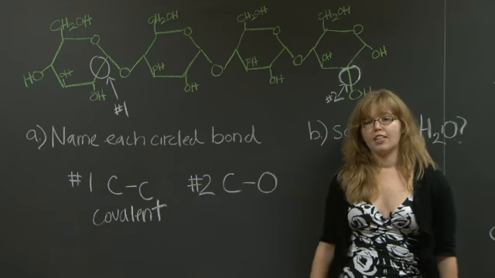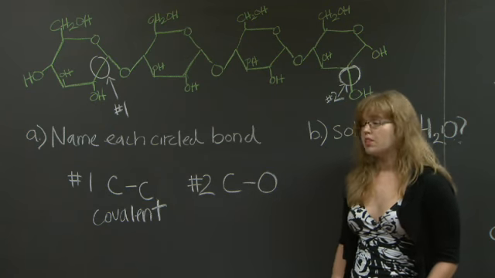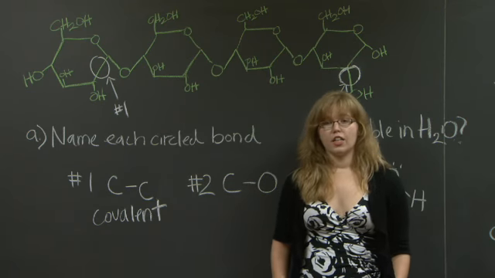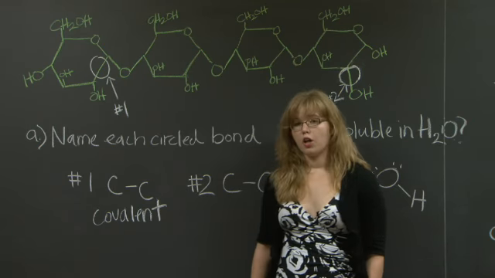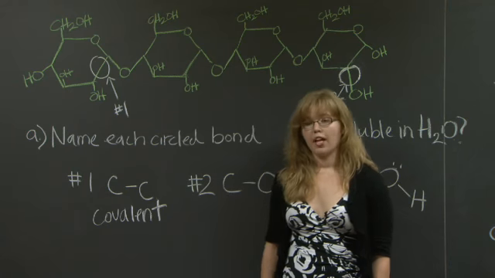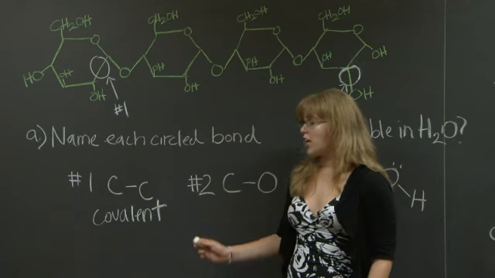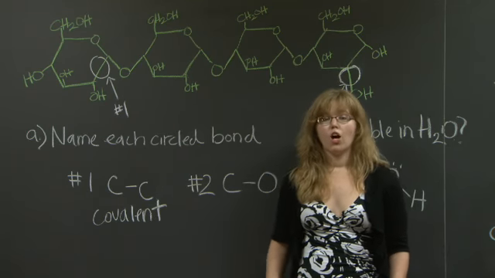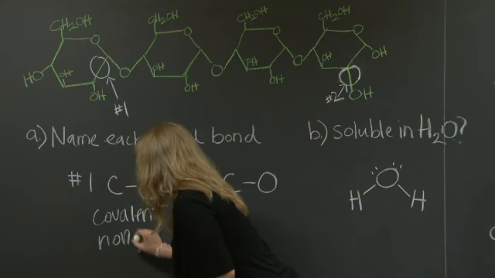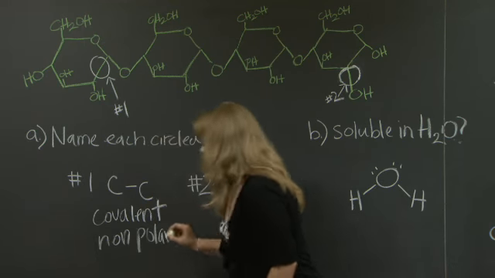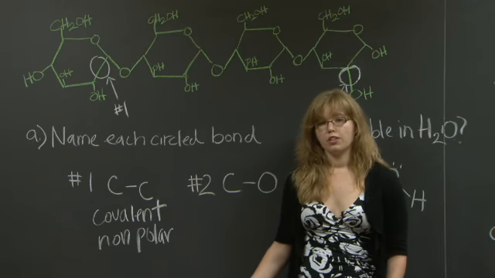Second, we need to decide if this bond is polar or nonpolar. And the way we decide that is we look at the electronegativity of the atoms involved. In this bond, we have two carbons. And so since they're the same atoms, we know that they have the same electronegativity. And bonds between two atoms of the same electronegativity are nonpolar bonds. So we know that this carbon-to-carbon bond is covalent and nonpolar.